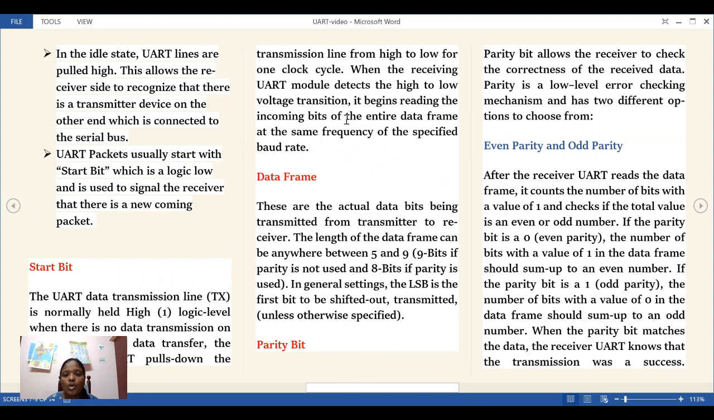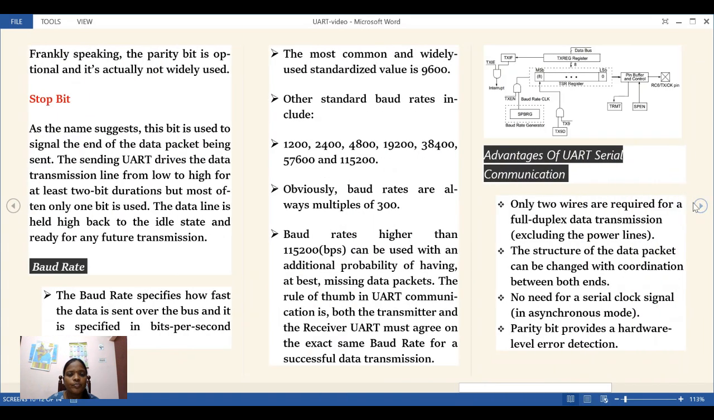Right, what we saw here: the UART module detects the high to low voltage transition at the receiver end, which begins reading the incoming bits of the entire data frame at the same frequency as the specified baud rate. So here we can see the term baud rate. The baud rate is one of the important terms we should consider in this peripheral and interfacing. The baud rate is the number of signals transmitted per second. The unit is defined as bps, or bits per second.